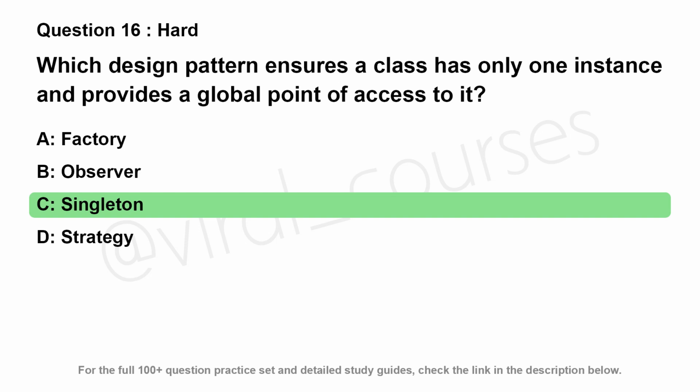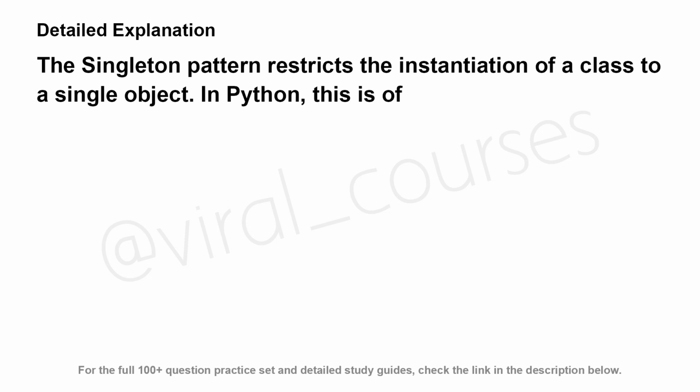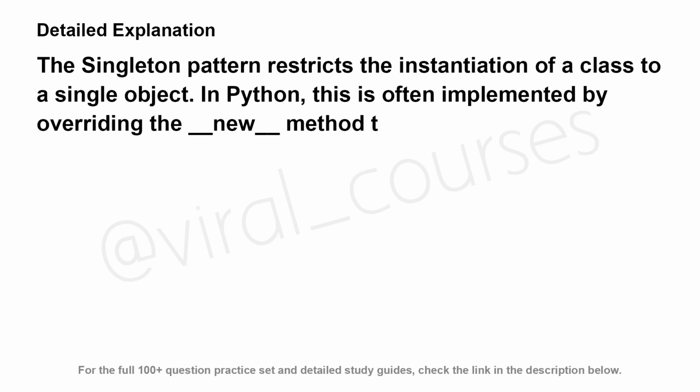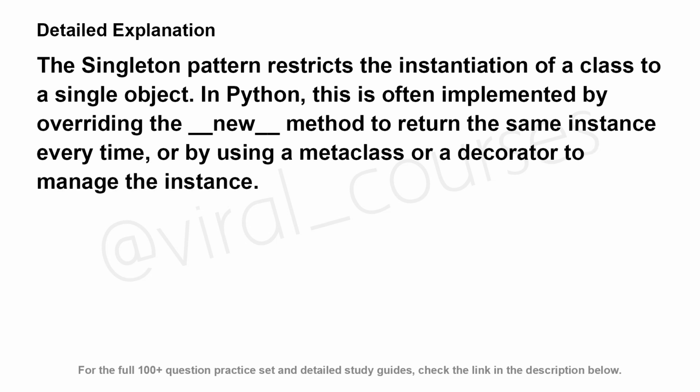The correct answer is C. The singleton pattern restricts the instantiation of a class to a single object. In Python, this is often implemented by overriding the __new__ method to return the same instance every time, or by using a metaclass or a decorator to manage the instance.